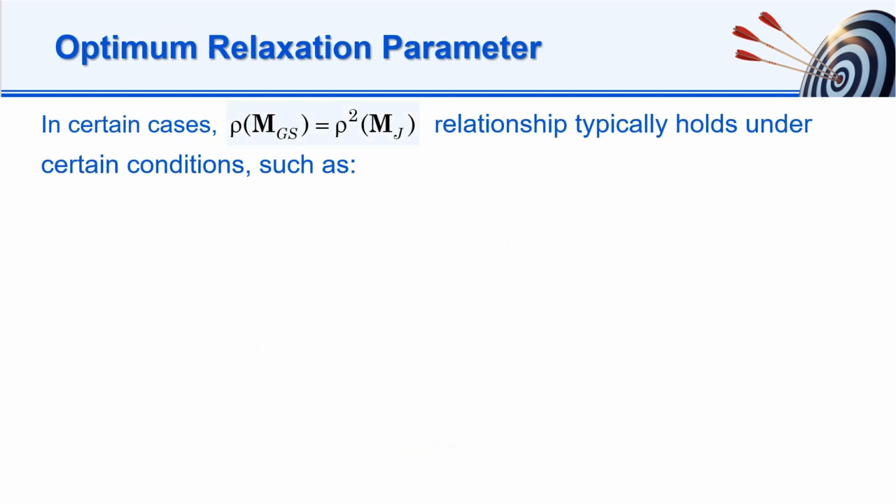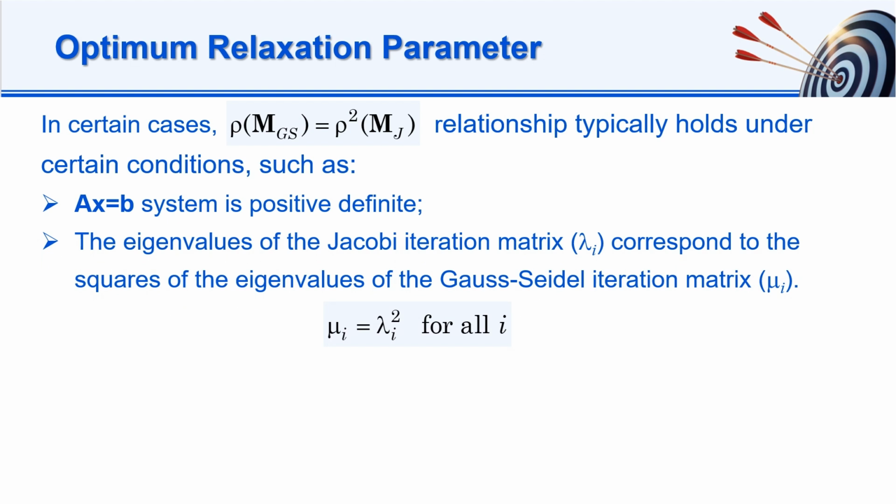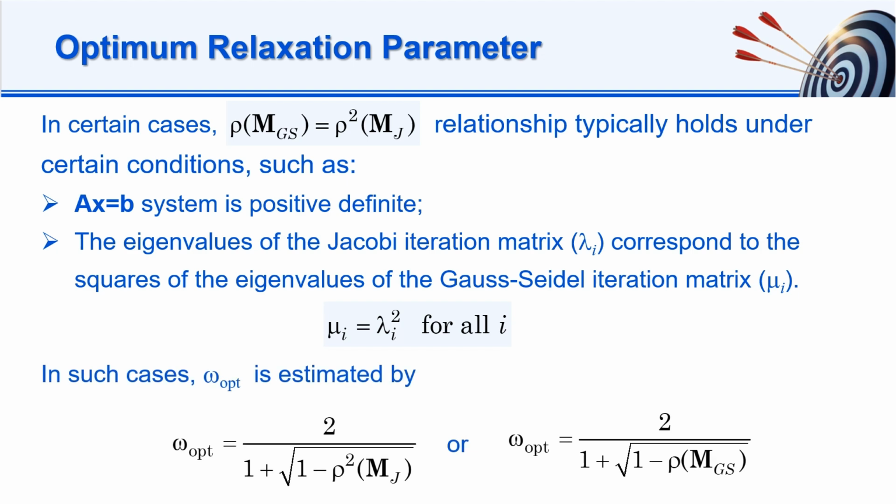We note that, in certain cases, the spectral radius of the Gauss-Seidel iteration matrix becomes the square of the spectral radius of the Jacobi iteration matrix. In other words, this relationship typically holds under certain conditions, such as when the system is positive definite or the eigenvalues of the Jacobi iteration matrix lambda correspond to the squares of the eigenvalues of the Gauss-Seidel iteration matrix mu. In such cases, the optimum relaxation parameter can be estimated by the following formulas.